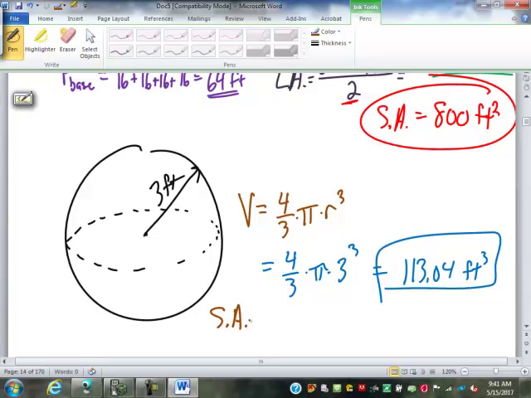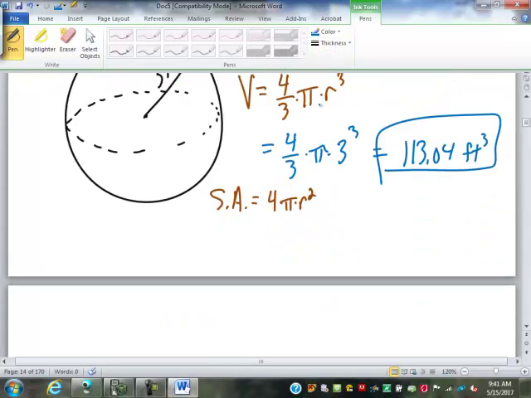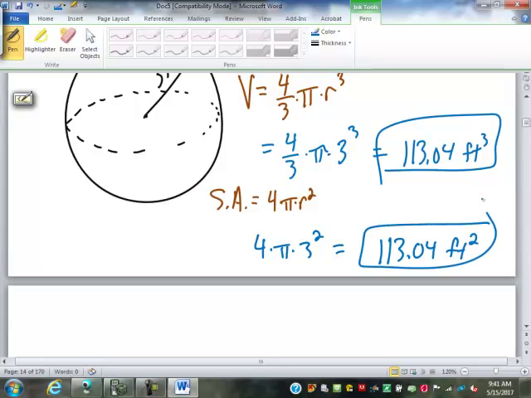The formula for surface area of a sphere. Four times pi times radius squared. Very good. So that's going to be 4 times pi times 3 squared, or 113.04 square feet. The reason it works is because with the radius being 3, we're dividing by 3 there, but we don't divide by 3 here. So losing one of the powers of 3 and then not dividing by 3, it works out. The volume and surface area are the same number.